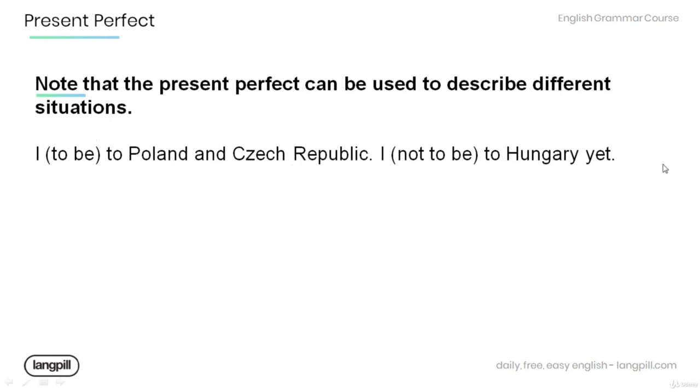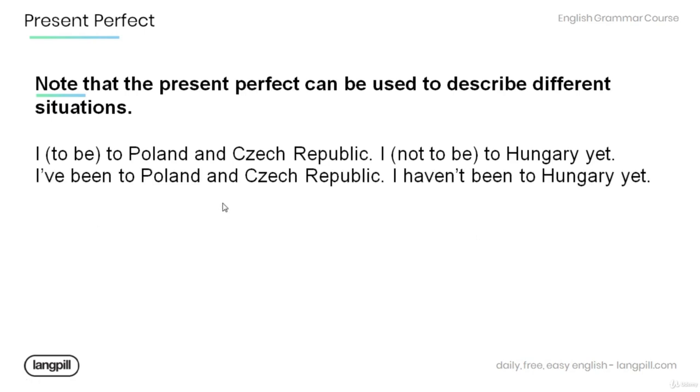Now read the following sentences and provide the present perfect form of the words in the brackets. I to be to Poland and Czech Republic. I not to be to Hungary yet. I've been to Poland and Czech Republic. I haven't been to Hungary yet.